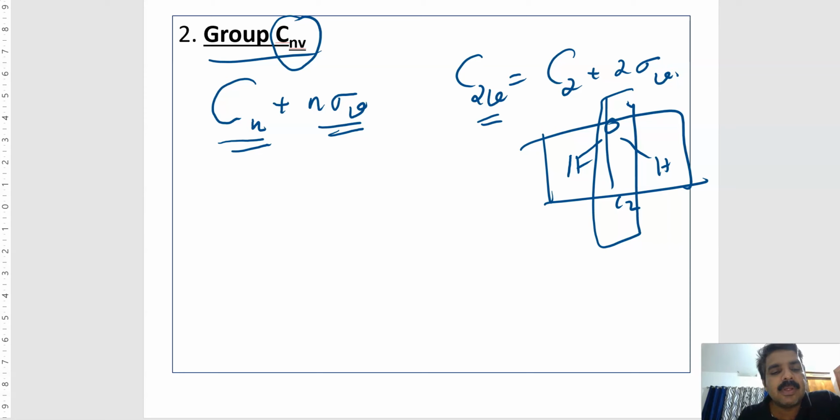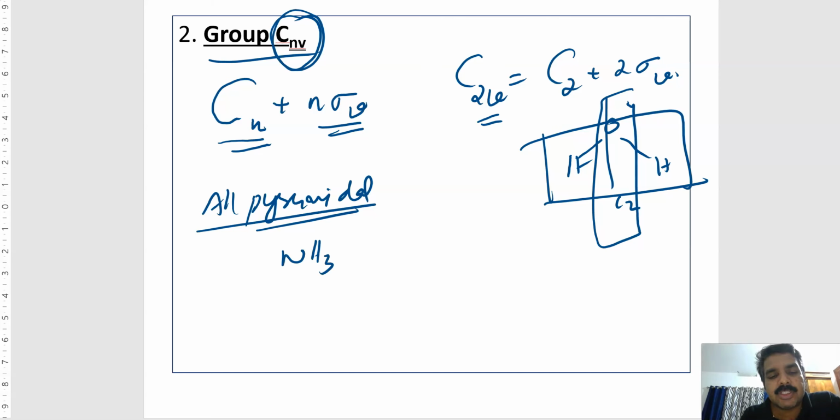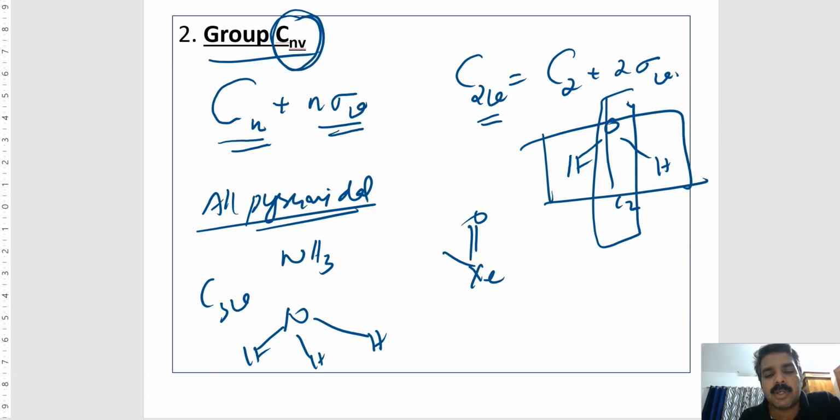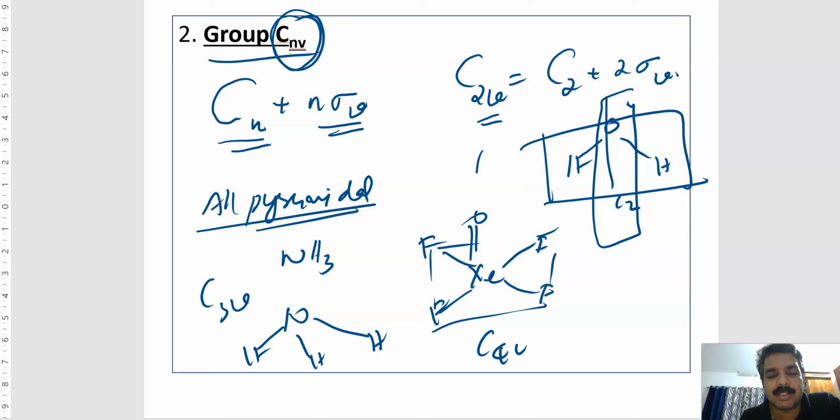Generally all pyramidal types of molecules belong to the Cnv category. For example, NH3, that is trigonal pyramidal. This molecule belongs to the C3v point group. And molecules having square pyramidal shape, for example, XeOF4. XeOF4 is a square pyramidal molecule. A square pyramidal molecule belongs to C4v because it has a C4 axis and 4 sigma v planes.